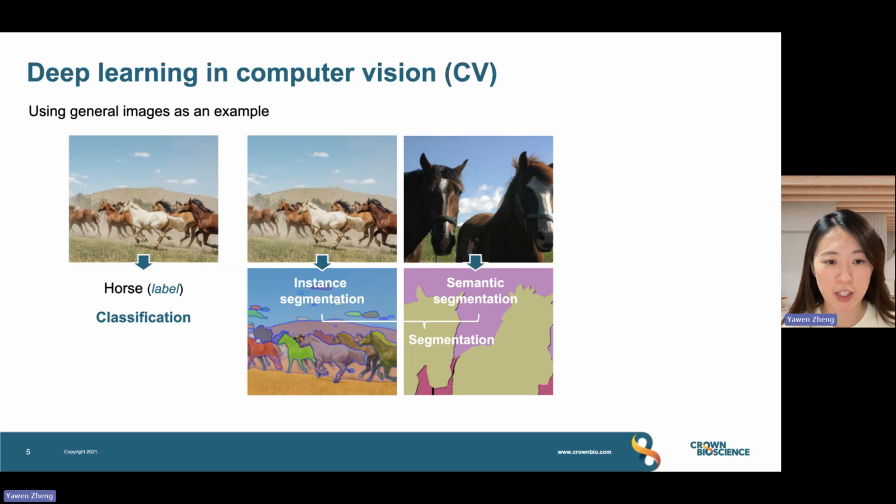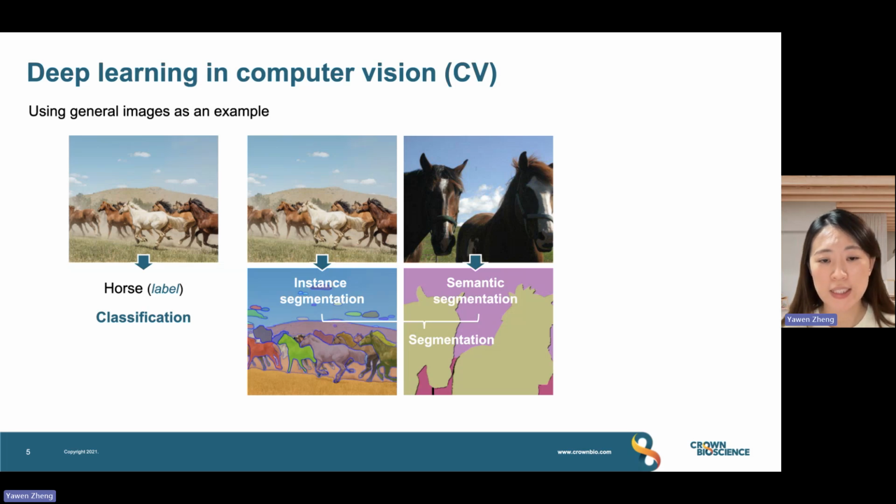And for the middle image, the deep model may think that all pixels and all horses in this image are different from each other. So the white horse is marked by the brown color, and the nearby horse is marked by the green color. And this task is called instance segmentation task.